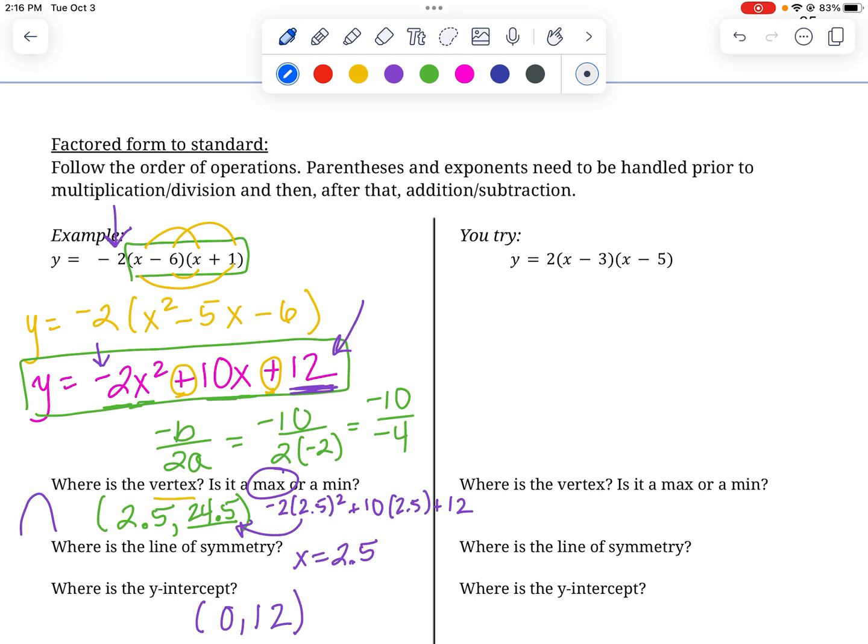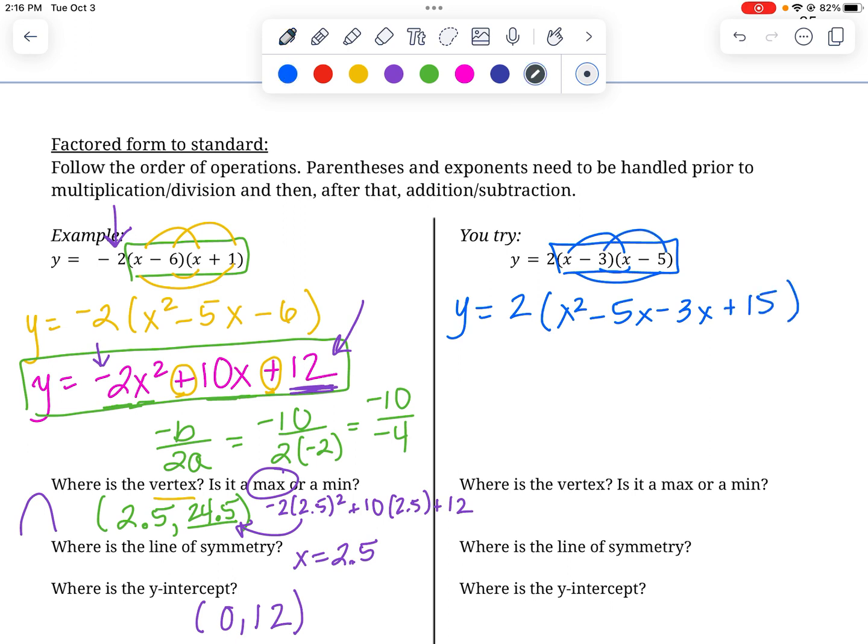Okay, if you're back here, you should have worked out this problem already. I would imagine that you multiplied these two things together because that's what I did in the other example. So x times x is x squared. This would be -5x. This would be -3x. -3 times -5 is 15. So if you combine like terms, you'd have this. Some of you might have jumped to that right away, and if so, good for you. Then you distribute the 2. And this line in yellow should be your standard form.